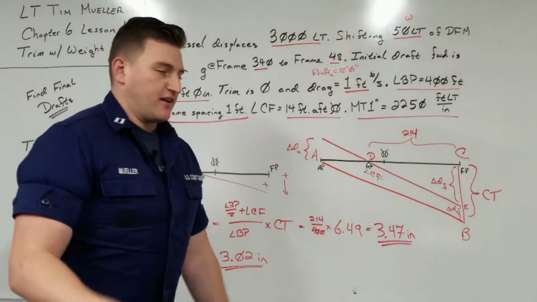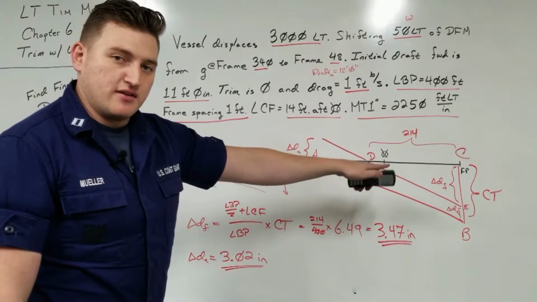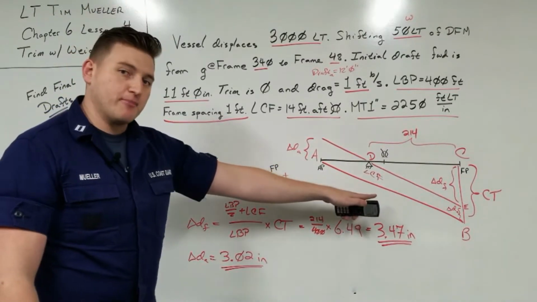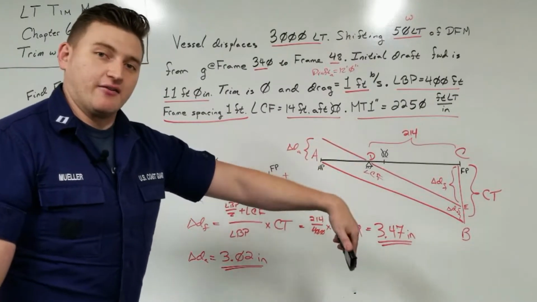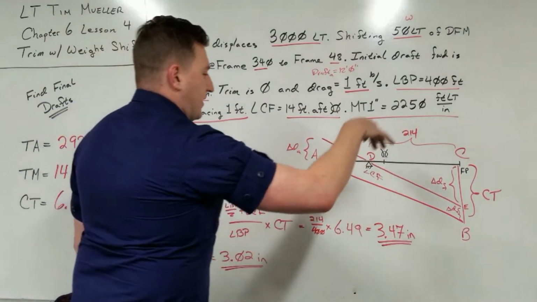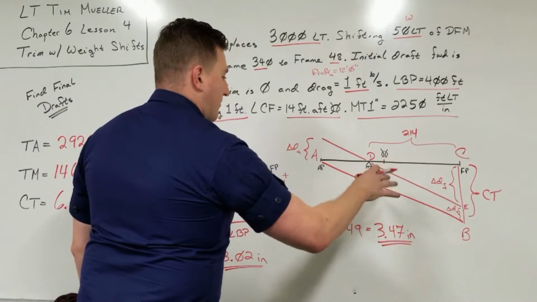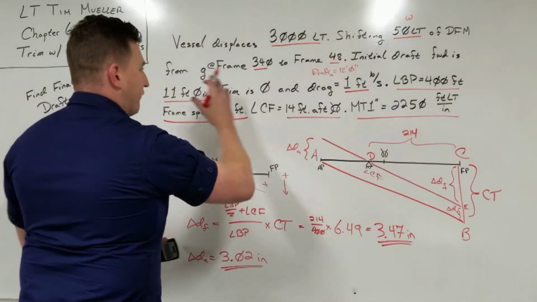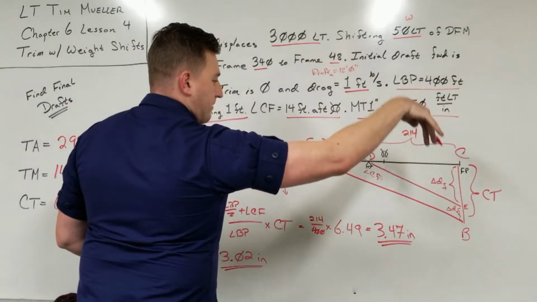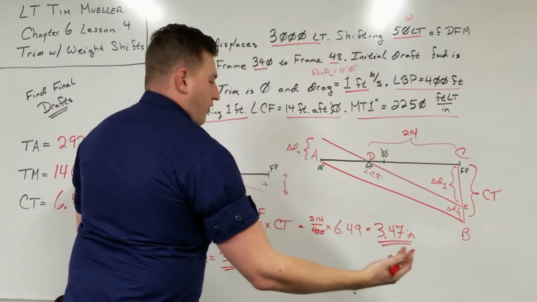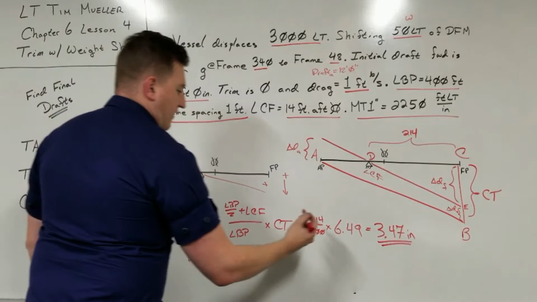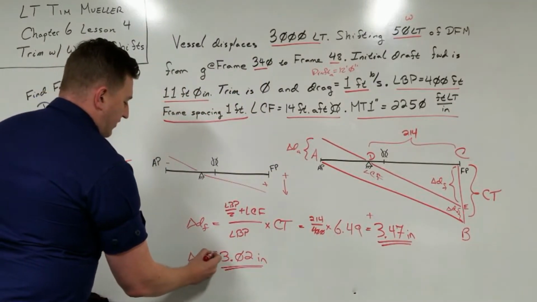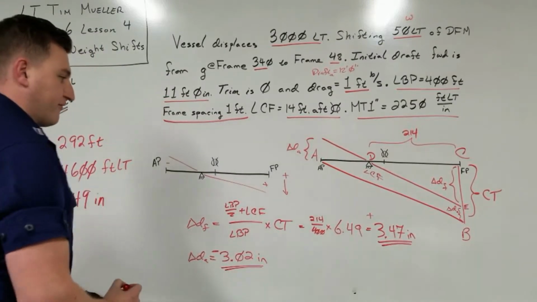Now we have to take a look at the diagram and see what's positive and what's negative. Now, do you remember which direction is positive? It's either up or down. It's down. So whatever side is going down, that is going to be positive. We know that we have a forward trimming moment, moving from 340 to 48. Bow is going to go down. Delta D forward has to be positive. Delta D forward is right here. That's going to be positive, which means my delta D aft is going to be negative.